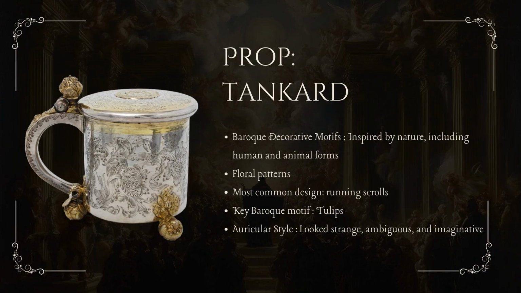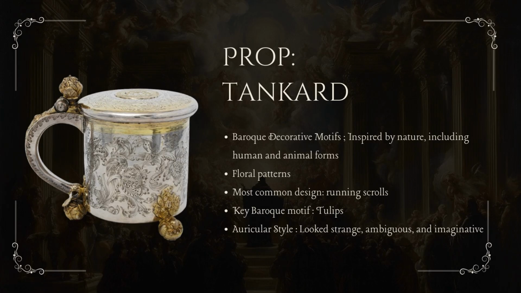Notice how the lid and the feet are gold, but the middle is silver. This is called parcel gilt. It wasn't just to be fancy, it was about drama. In that period, people had parties by candlelight. Using two different colors can make the cup sparkle and stand out, showing off the owner's wealth.